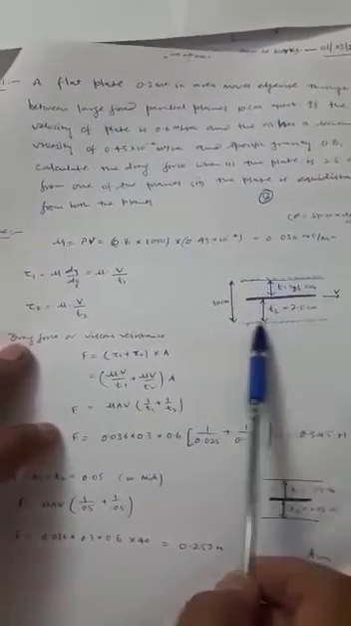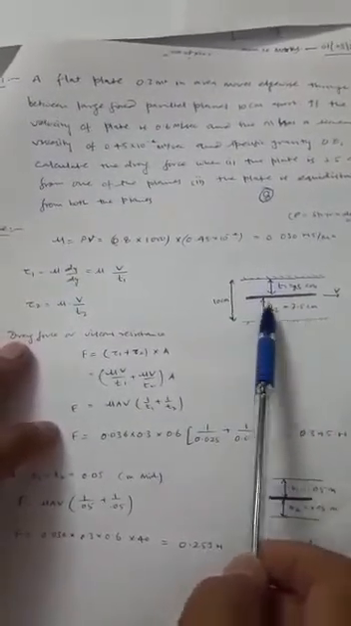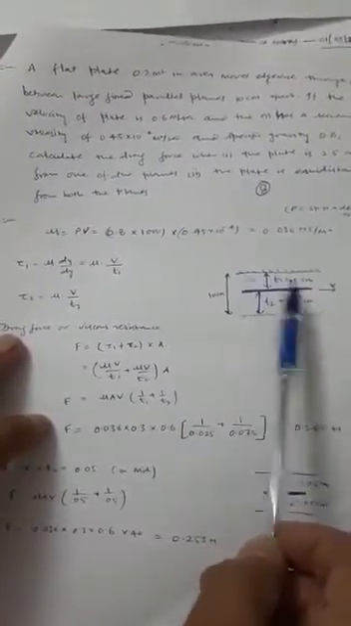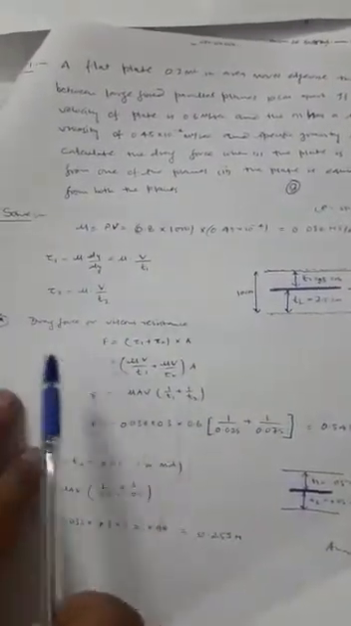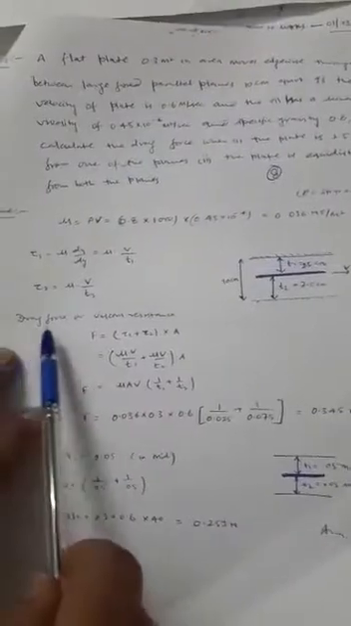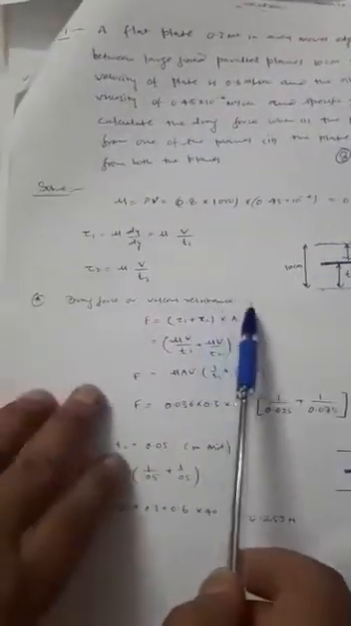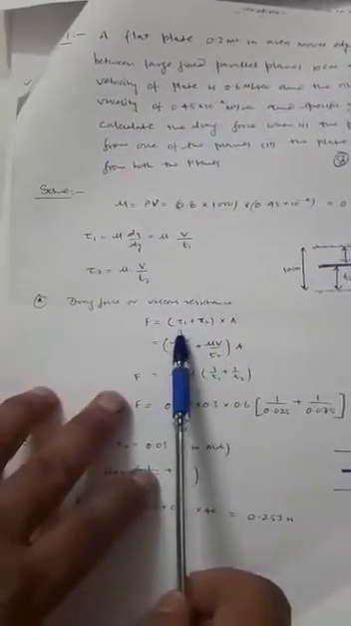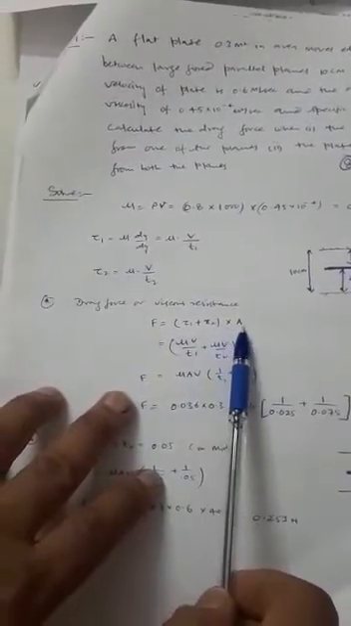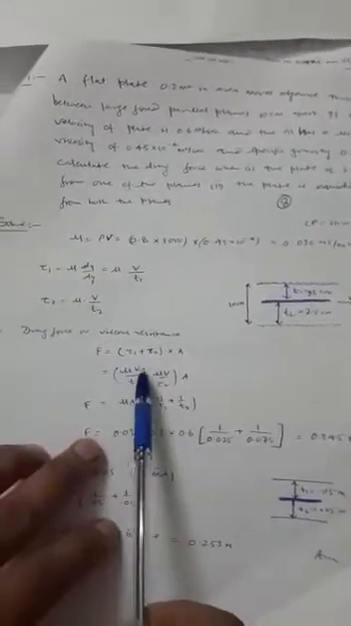and tau 2 is the shear stress between the bottom surface and this plate, right? We can calculate drag force or viscous resistance. This will be equal to tau 1 plus tau 2 into A, the total drag force, right? We will put here tau 1 as mu v upon T1 plus mu v upon T2.